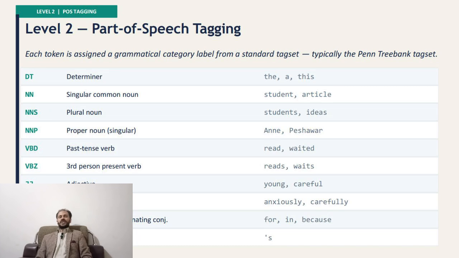Level 2, parts of speech tagging. After tokenization, each token is assigned a grammatical category label. Modern POS taggers are trained on annotated corpora and use machine learning to predict the correct tag based on the word, sound, and context. State-of-the-art POS taggers for English achieve accuracy rates above 97% on standard benchmarks, which sounds impressive, but the remaining 3% represents enormous numbers of errors when you process millions of words.